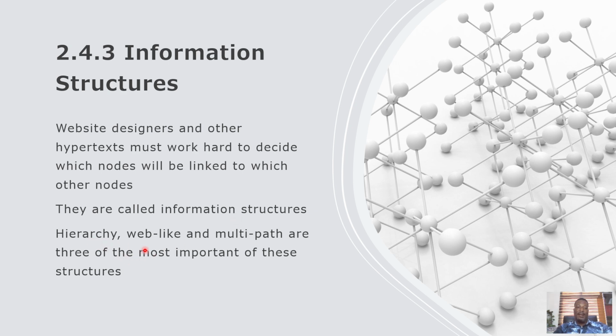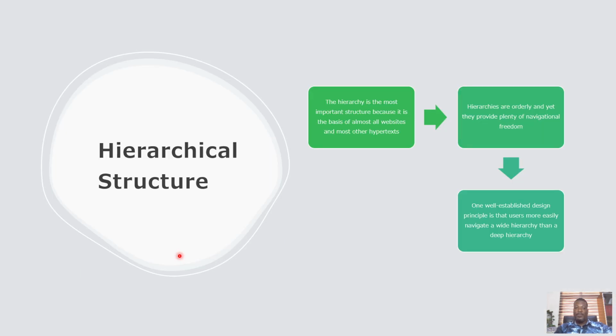So in a hierarchy, we have web-like and also multipath. Hierarchy, web-like, and multipath are three of the most important information structures that are available on the web. And we'll talk about each one of them. When we talk of the hierarchical structure, it's mostly centered on the most important structure, mainly because it forms the basis of almost all websites and most other hypertext. In fact, there is a picture that I'll show you on the next slide.